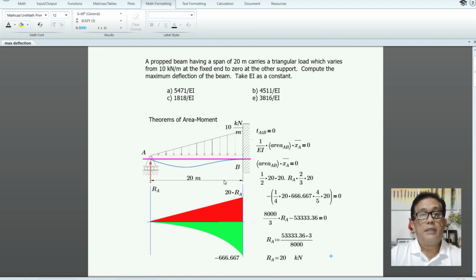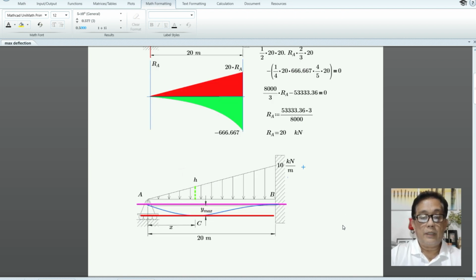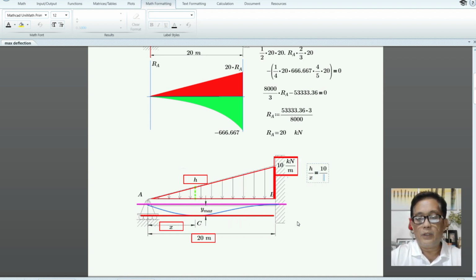Now, before we can solve the maximum deflection, we need to locate where this maximum deflection will occur. In the next figure, we have here the location of the maximum deflection measured as x from A. We know that the maximum deflection is the lowest point of the elastic curve. So if I draw a tangent line at the point of maximum deflection, that tangent line will be a horizontal line, like this red line here. So x is the location of the maximum deflection. That means we need to know the intensity of the load at this point. Let's call that h. By ratio and proportion, h is to x as this 10 here is to the total length of 20, or h equals x over 2.